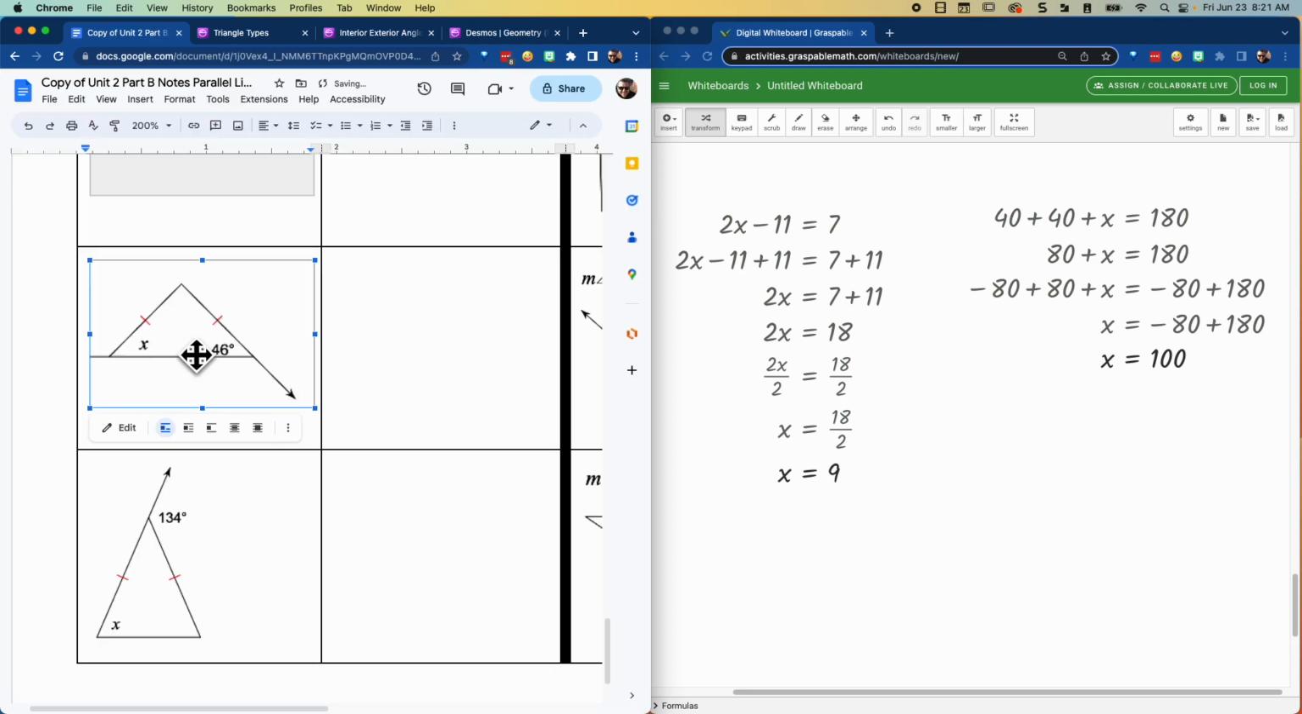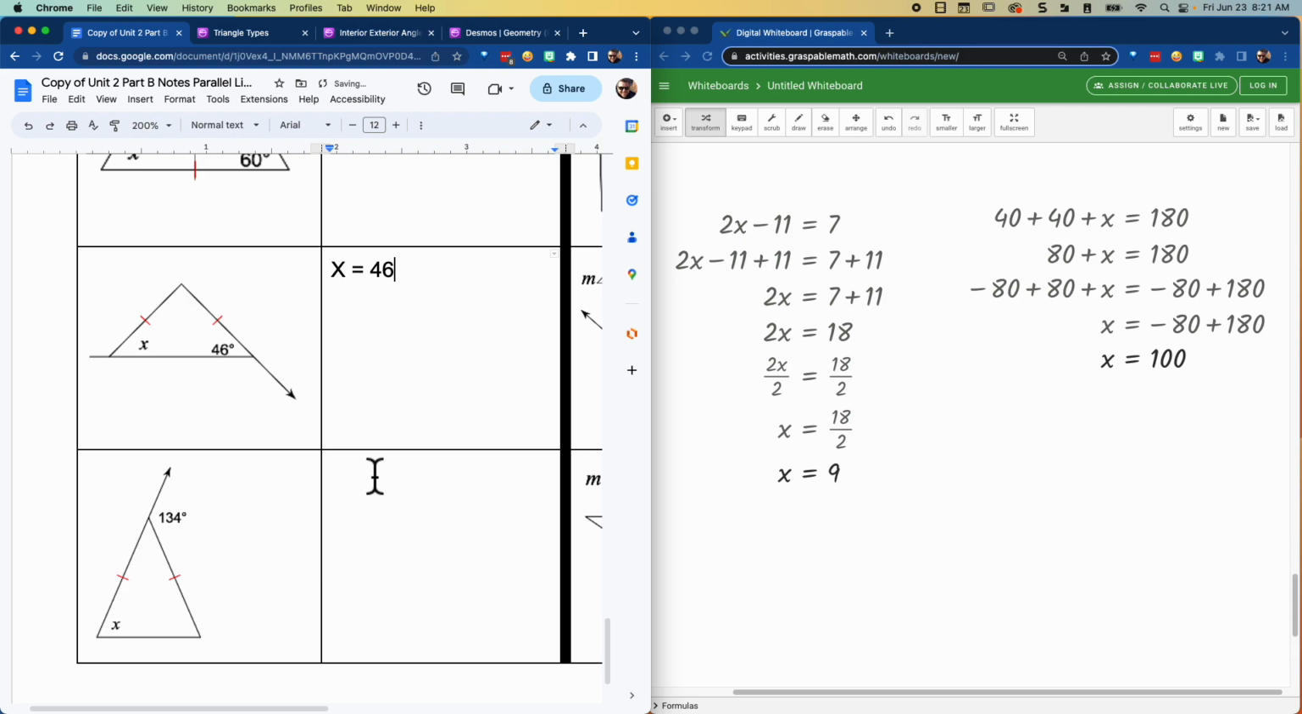Oh, it looks like we're just losing a little bit of connection, but there's a line of symmetry down the middle here, which means that x equals 46. Sometimes they're that short and sweet because you're just noticing, oh, those are equal on both sides.